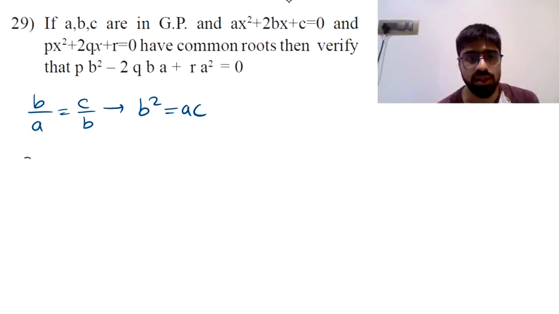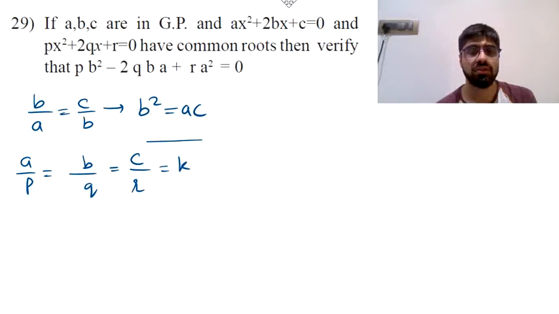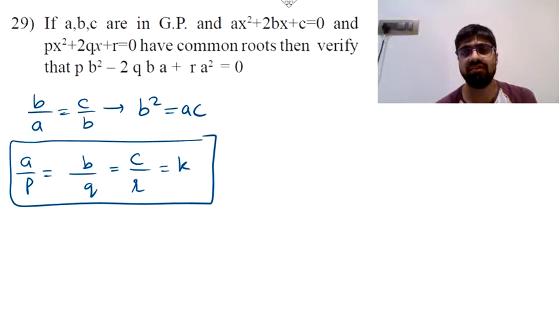So what I mean to say is a upon p will be equal to 2b upon 2q. These are the coefficients of x square. These are the coefficients of x. And that will be equal to the ratio of the constants which are c by r. And let's take that entire ratio equal to k. This 2 gets cancelled. And finally, this is a relation that we have amongst the coefficients, that is amongst the terms a, p, b, q, c and r.